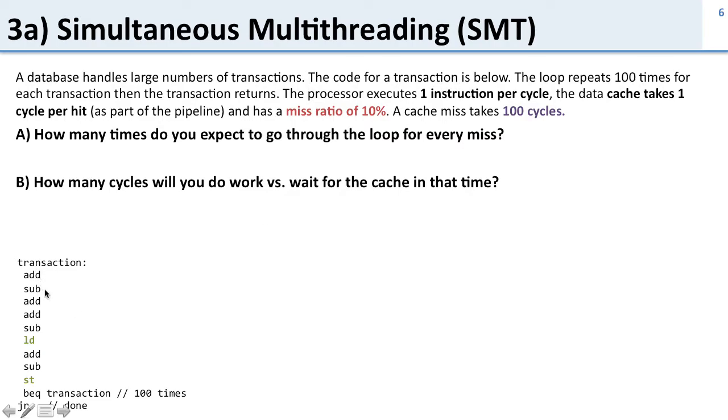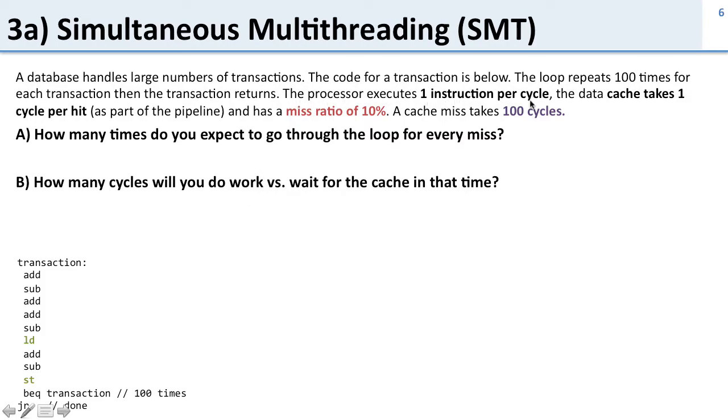So here's the transaction: add, subtract, load, add, subtract, store, and then we branch around. And we say that for each transaction we go through this 100 times. When we've gone through it 100 times, we're done with the transaction. So now I'm going to tell you something about the processor.